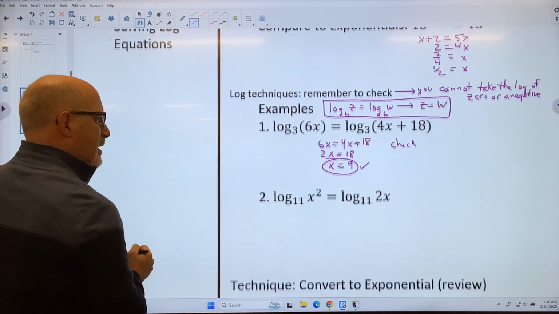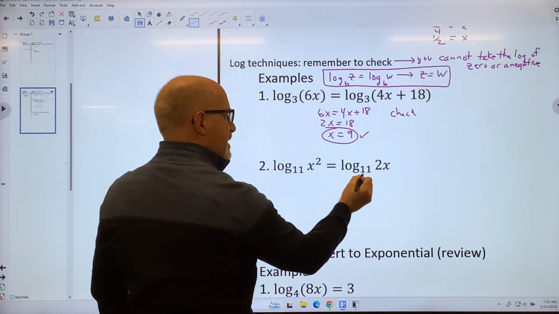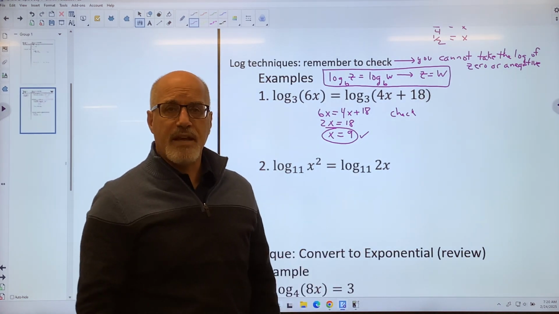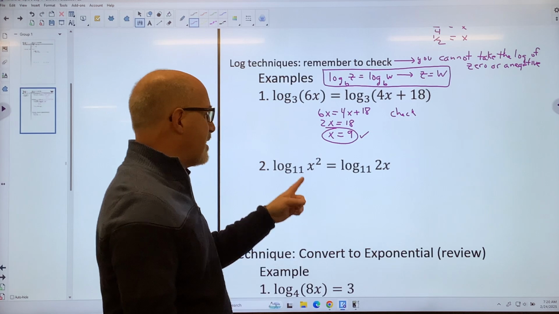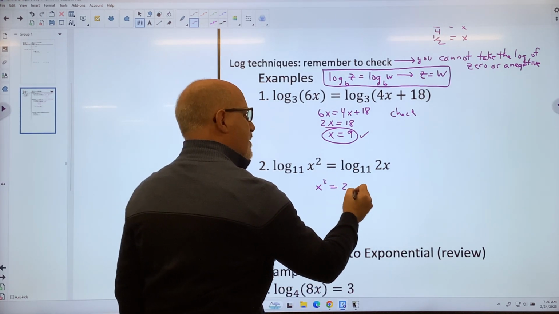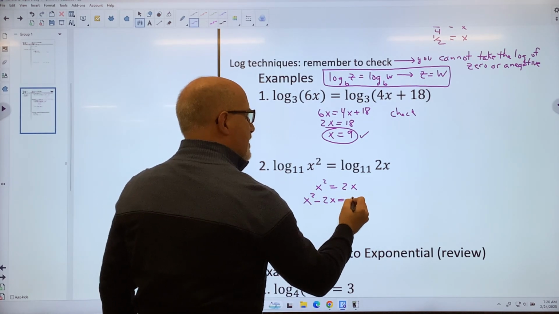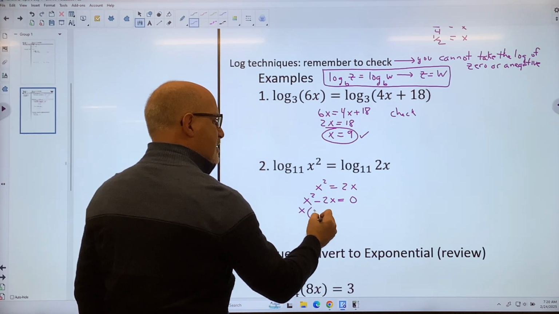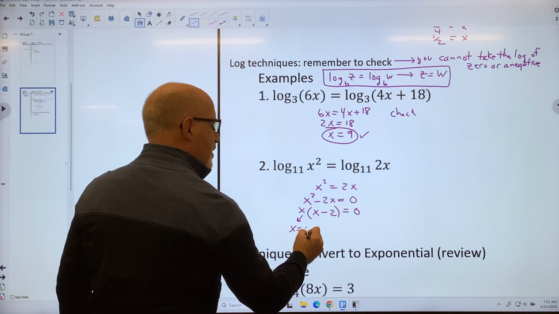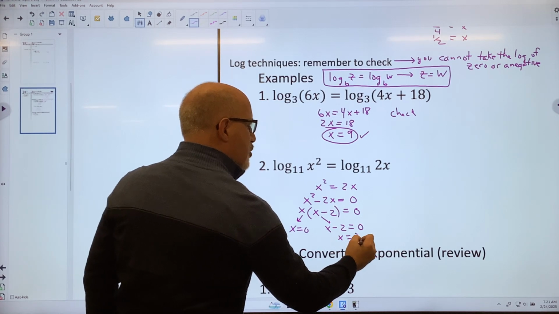Let's look at the next one. Notice that this one we're going to have x squared equal to 2x. Because it has the same base, if this had been log base 10 on this side, we couldn't do it. You have to have exactly the same base on both sides. So since they're both log base 11, I'm going to set the inside parts equal to each other. Now I'm going to factor this by subtracting 2x from both sides and factoring out a common factor of x. So you have x times x minus 2 that you set equal to 0. x equals 0, and x minus 2 equals 0, so x equals 2.